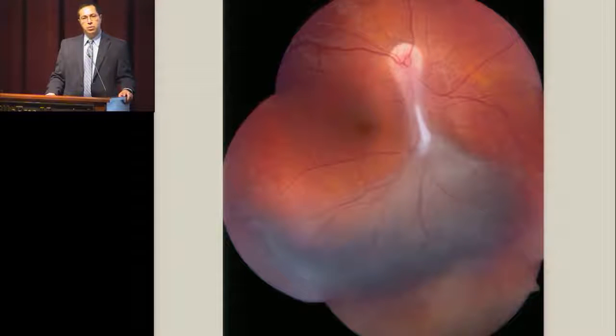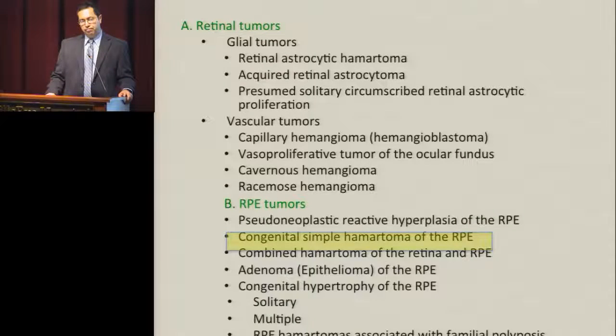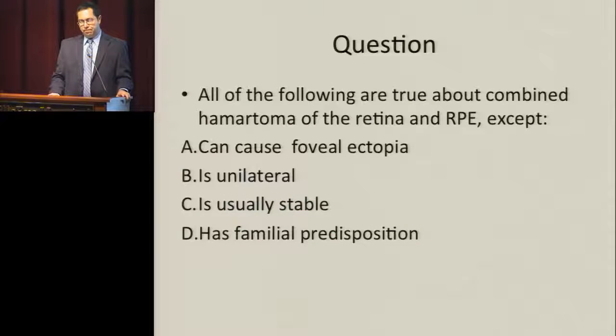This lesion, anybody wants to guess what this is? So again, this has moved, but this is combined hamartoma of the retina and retinal pigment epithelium. Very typical appearance. The question about this condition is: all of the following are true about combined hamartoma of the retina and RPE, except: can cause foveal ectopia, is unilateral, is usually stable, has familial predisposition.